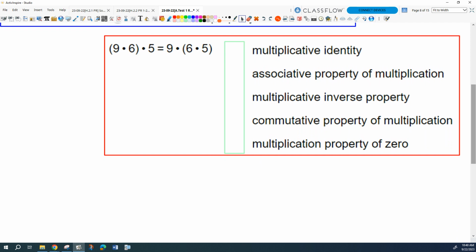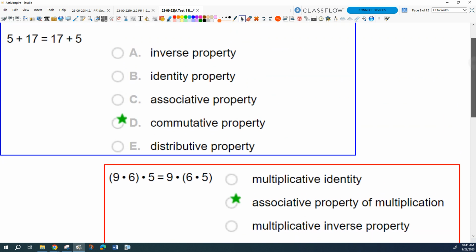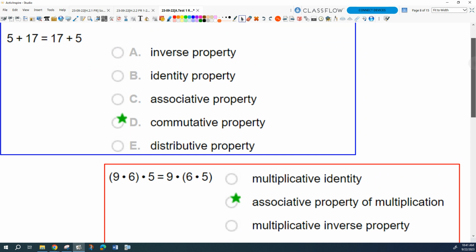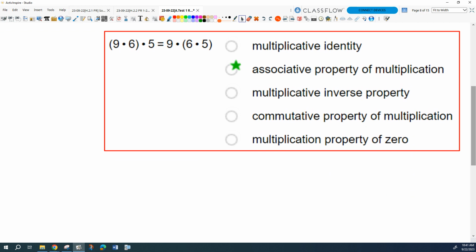What's the property that has to do with grouping? Associative, because to associate means to group. Who do you associate with? You group yourself or associate with your friends or your teammates, right? Things like that. So associate means group. This is the associative property. Give me thumbs on these first two. They make sense? Those are easy to confuse, very commonly confused.